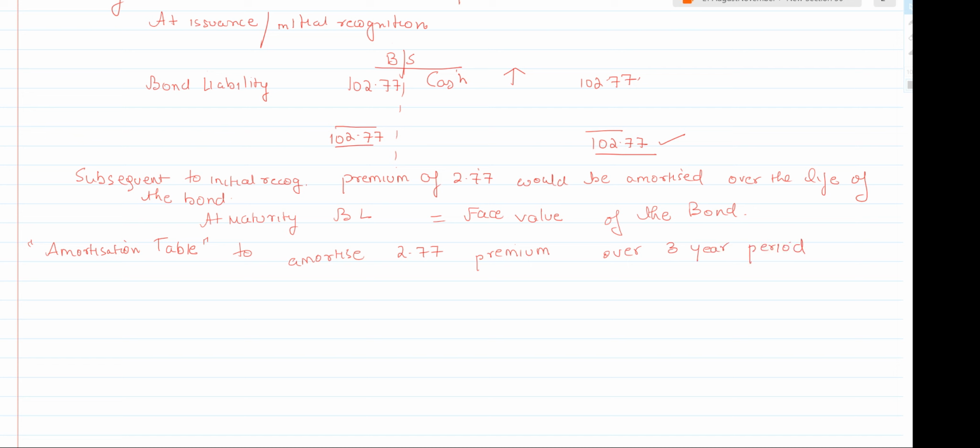Guys, my effective interest rate is 4%. My coupon is 5%. My term to maturity is 3 years, right? And face value of the bond is $100, right? So let us start year 1. Calculation makes more sense.